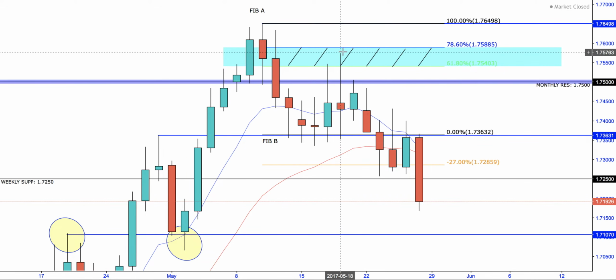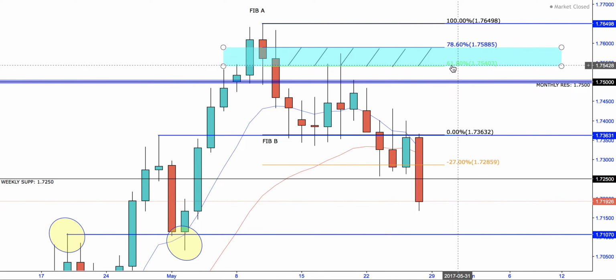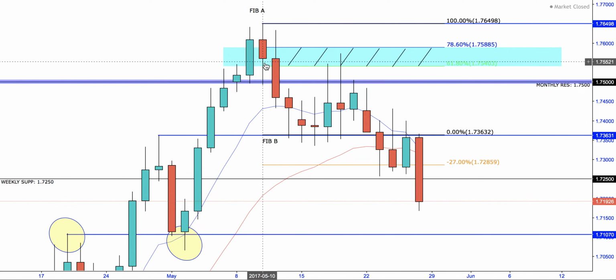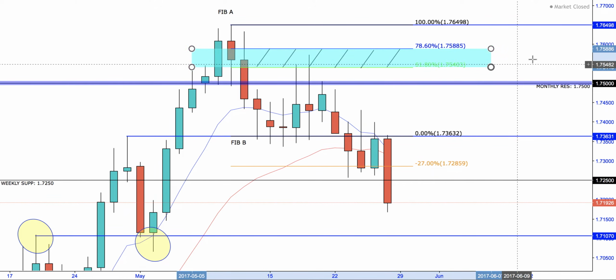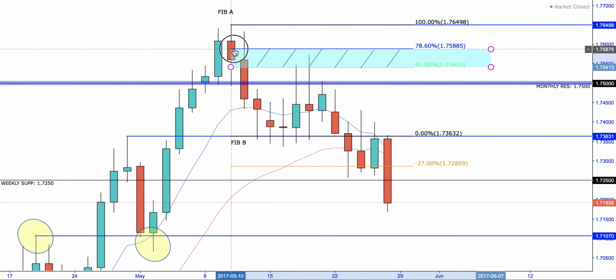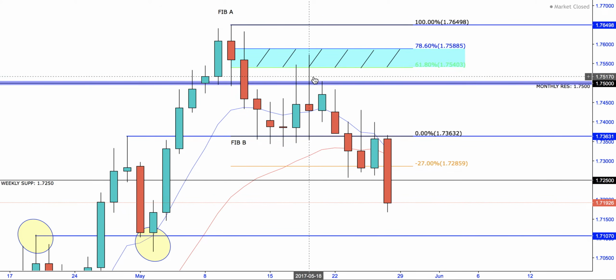Or it could come right in between. So what we have to do is think of the 61.8 or 62% and the 78.6 or 79%. This region always helps to highlight that zone as well when you place it onto the charts. That region right there is our strike zone to go short.